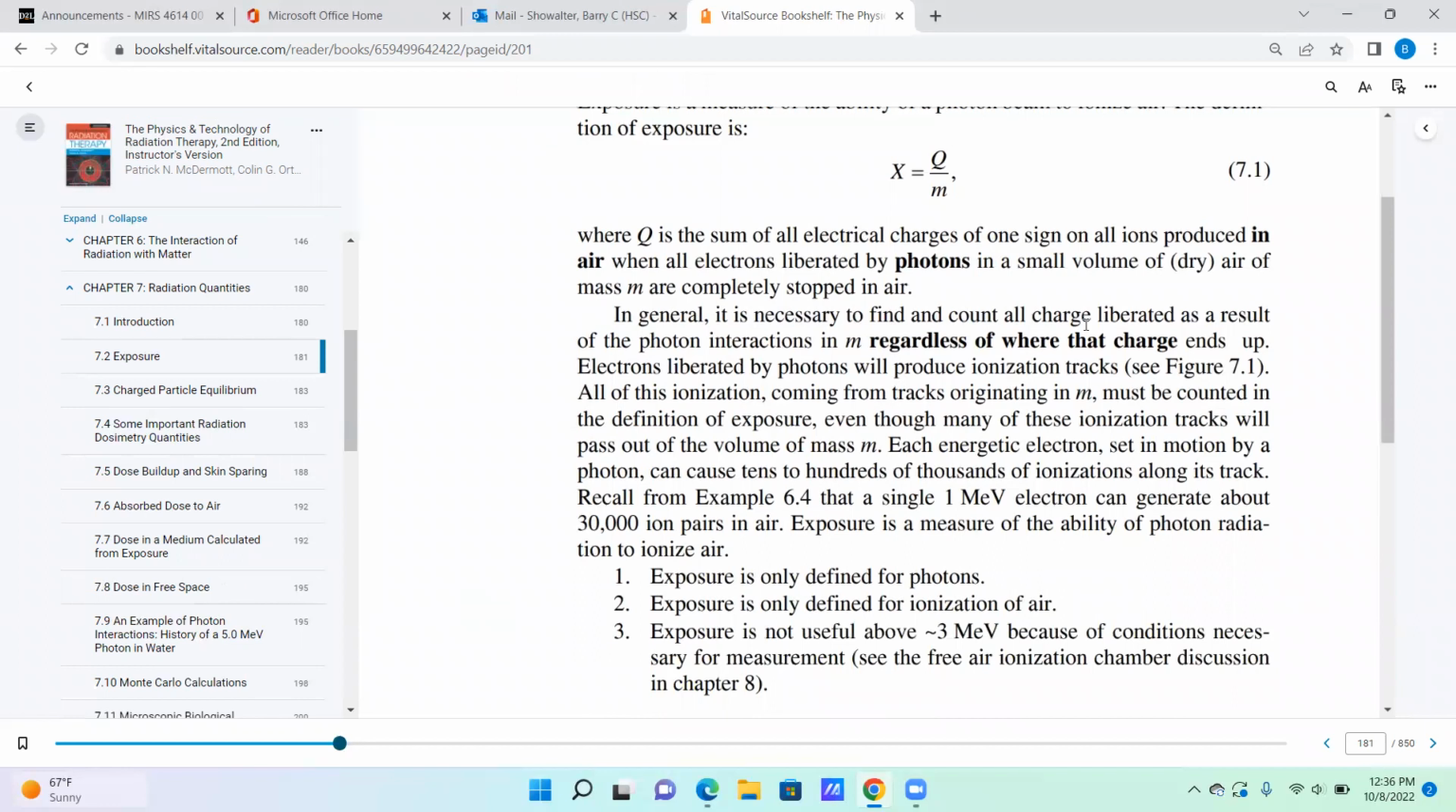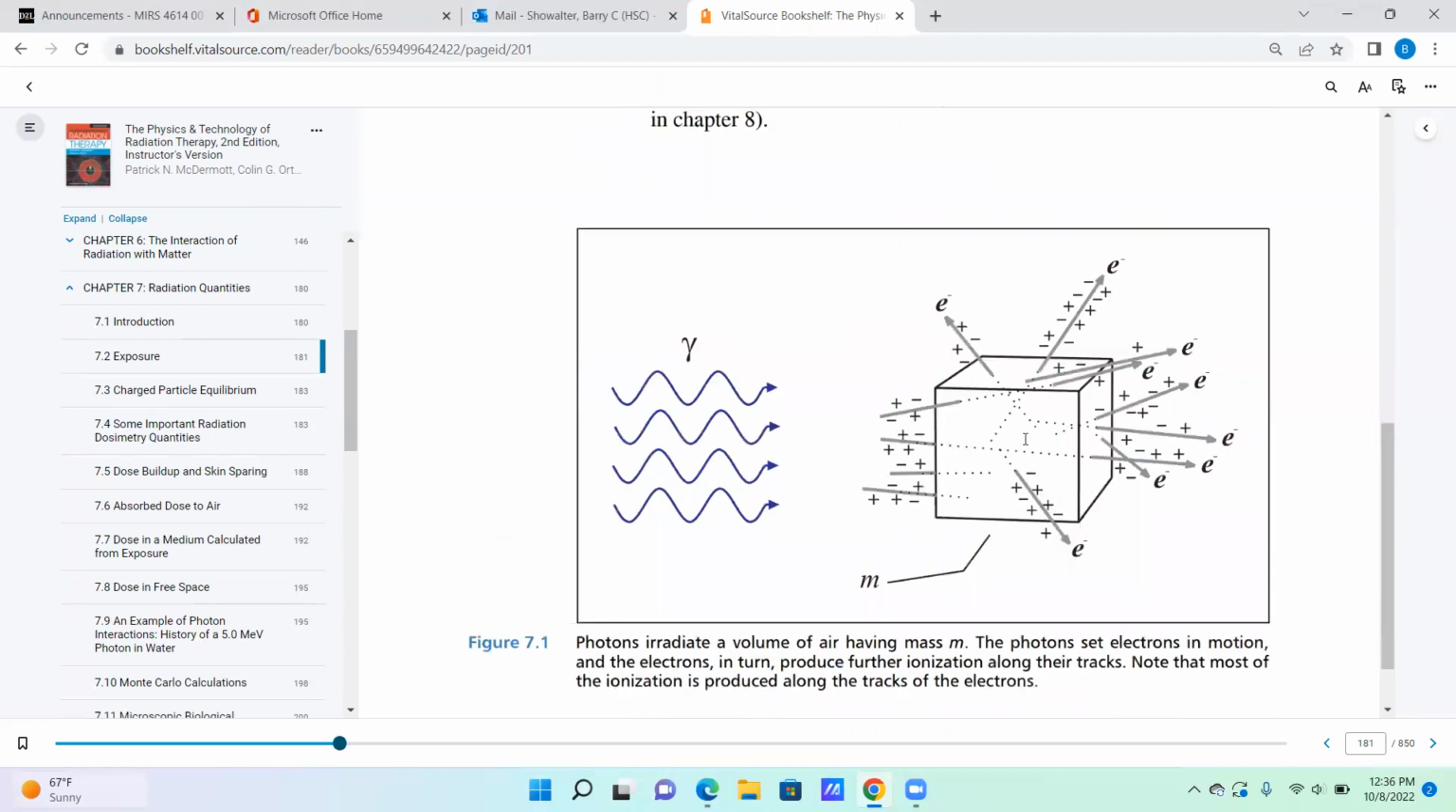So it's necessary to find and count all charge liberated as a result of the photon interactions in m, regardless of where that charge ends up. These electrons produce ionization tracks, like this. You've got your photons coming in, and they're liberating these electrons. These electrons bounce this way, that way, and these produce further ionization along their tracks. In other words, as they go out, more ionization is produced. Note that most of the ionization is produced along the tracks of the electrons.